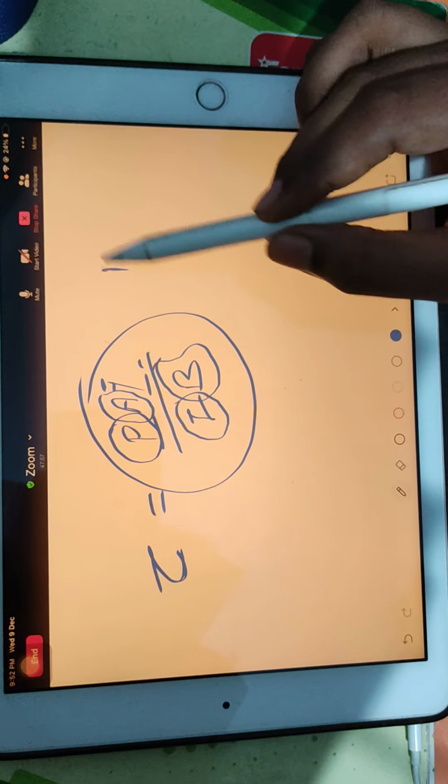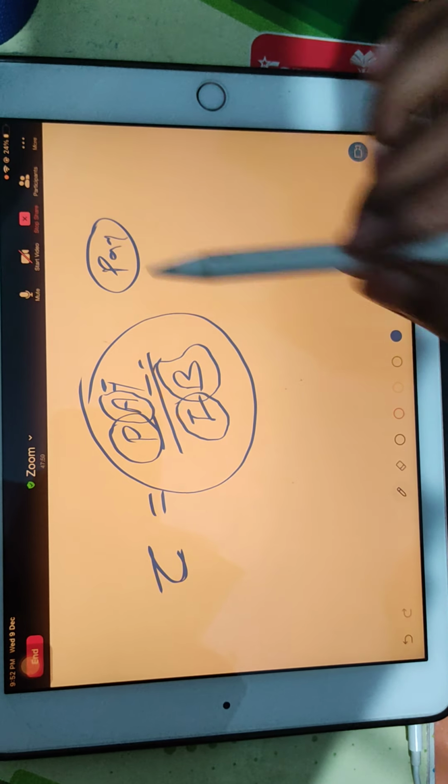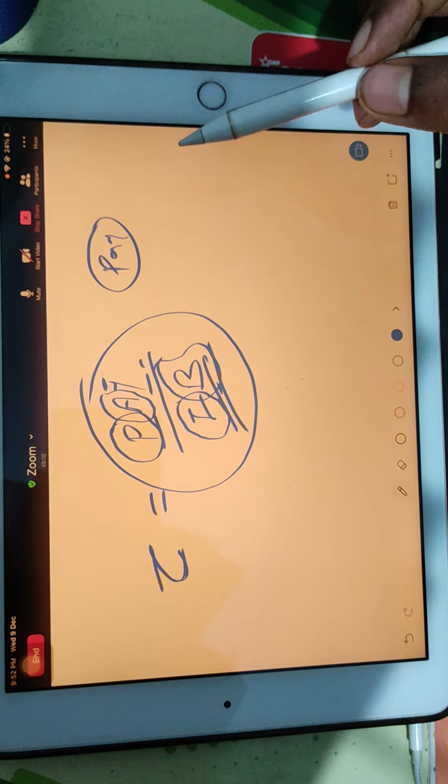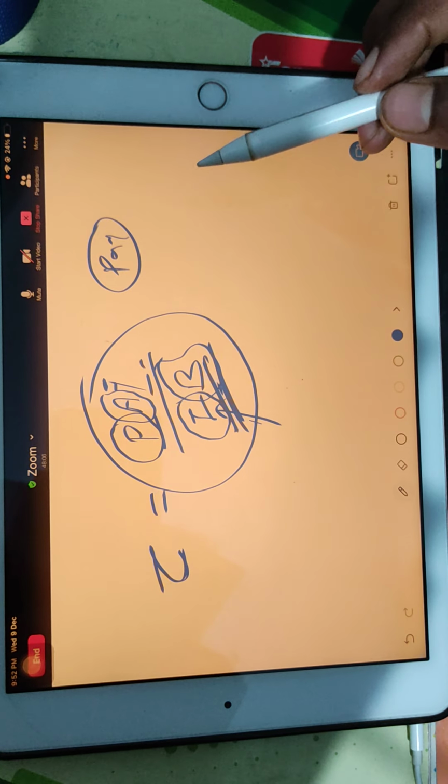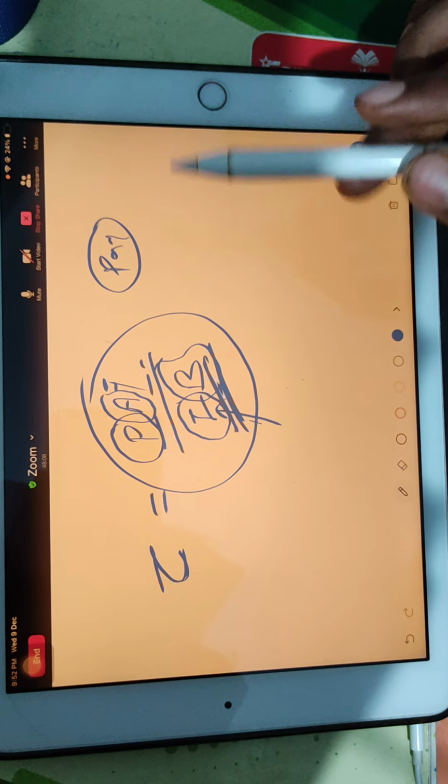So the trick to remember this: Pay, P-A-Y, pay. Pay means pay me money. Pay, Indian Bank. This is the trick. Or Ireland Bank, whatever. You are from Ireland, so Ireland Bank. So this trick you can remember.